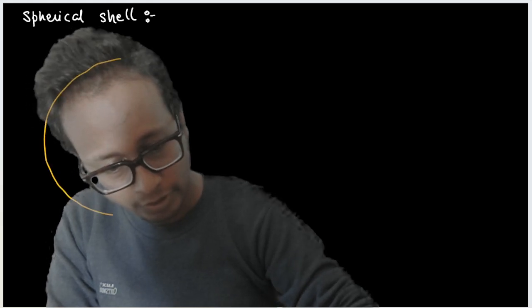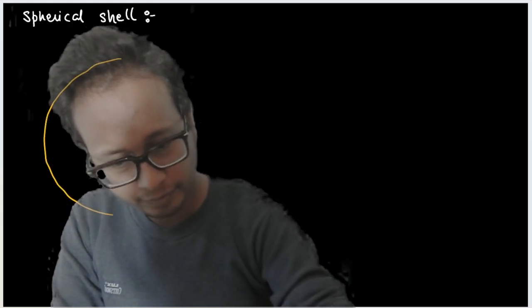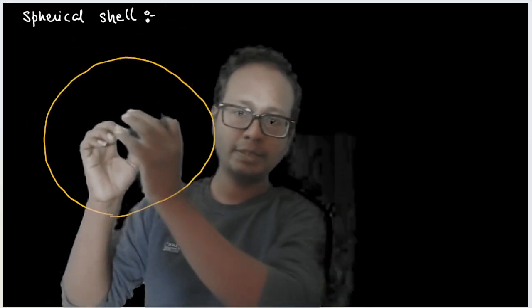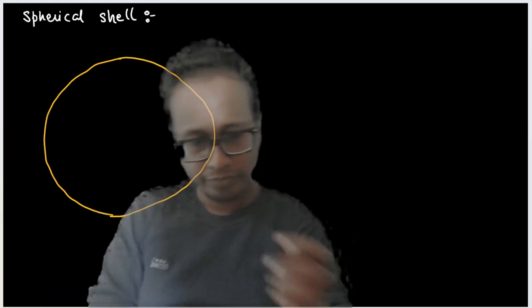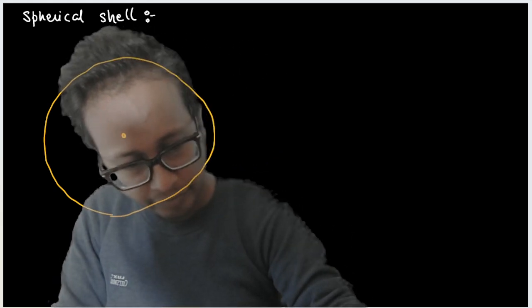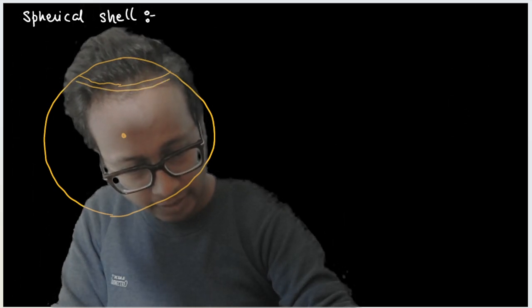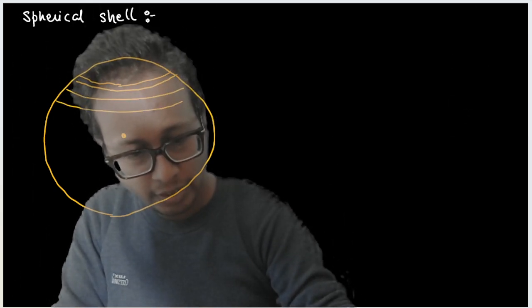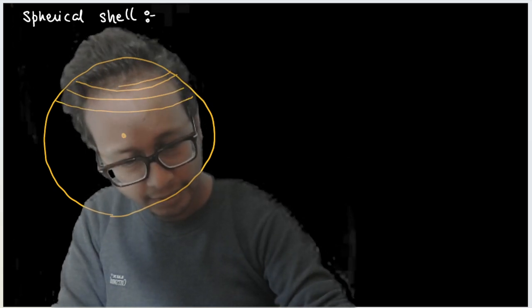Okay. So suppose this is a spherical shell. Inside the shell, there is nothing, that means inside the shell is hollow. So how do I integrate the spherical shell? We divide the shell into a number of rings. So this is one ring. Then another ring. Then another ring. So we divide the shell into a number of rings, and then we integrate the rings.